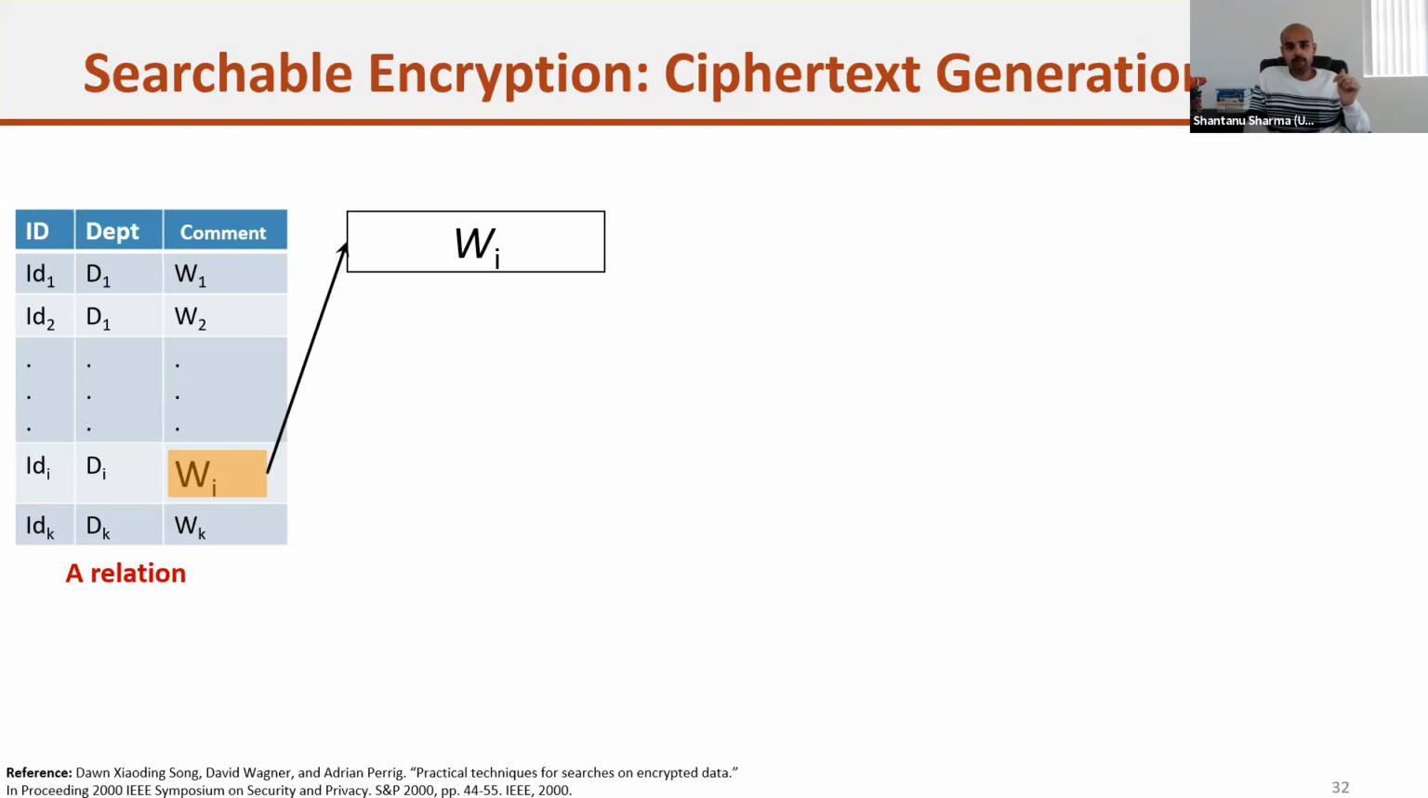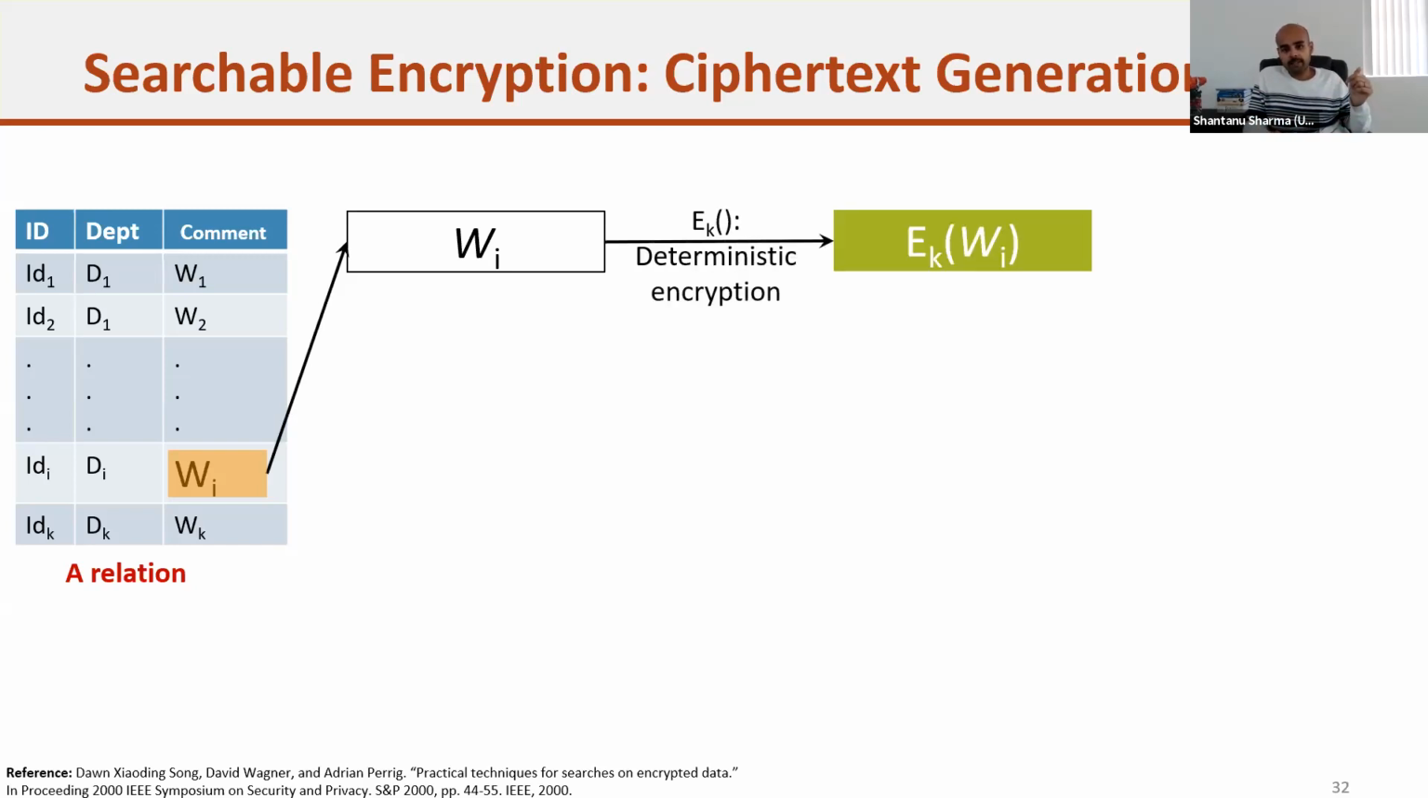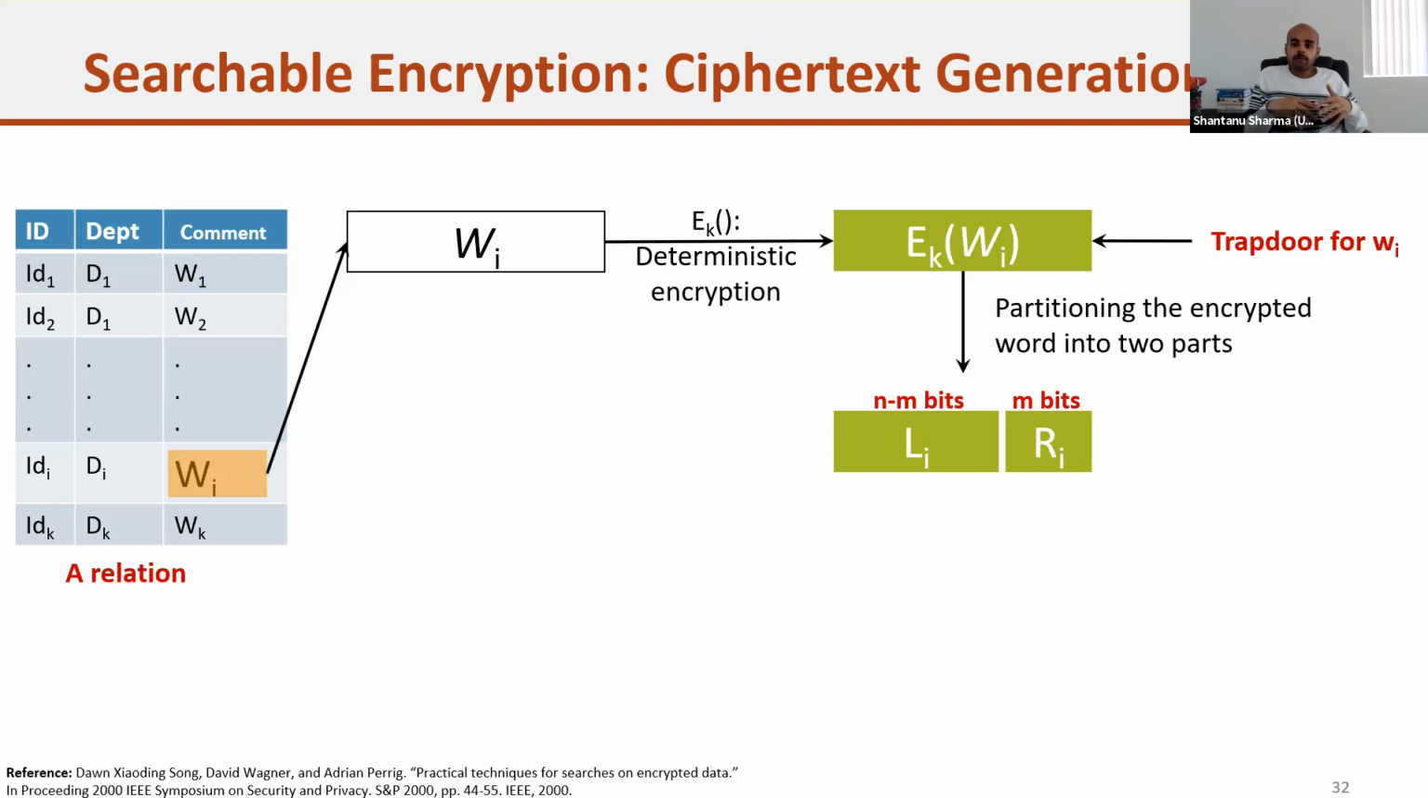First I take the word Wi and encrypt it using a deterministic encryption with a key K. Now this word E_K(Wi), the word Wi encrypted with deterministic encryption, will become the trapdoor, meaning the encrypted query whenever I search for this row or this word. For the encryption part, first I need to partition the word into two groups. The left hand side contains the n minus m bits, and the right hand side contains the m bits. I denote them as Li and Ri. On the Li part, I will perform a function with the same key used for the deterministic encryption, and it will give me some value, let's say ki.